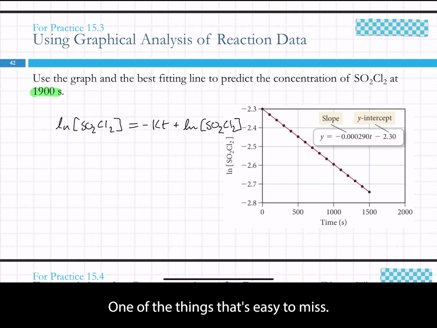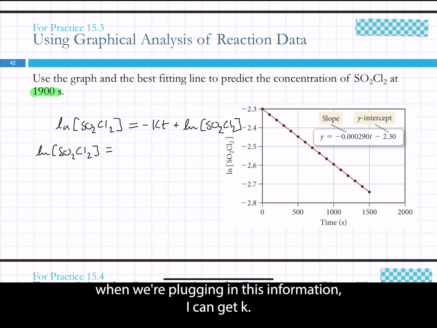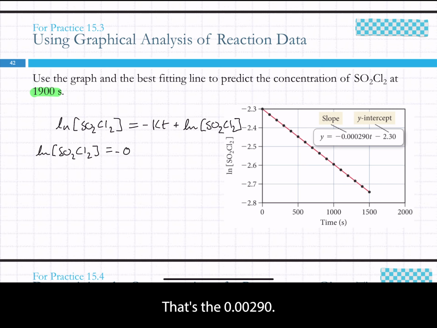One of the things that's easy to miss is that when we're plugging in this information, I can get k, that's the 0.00290, and that's in 1/seconds. That's times 1900 seconds plus what? What is my initial concentration of SO2Cl2?